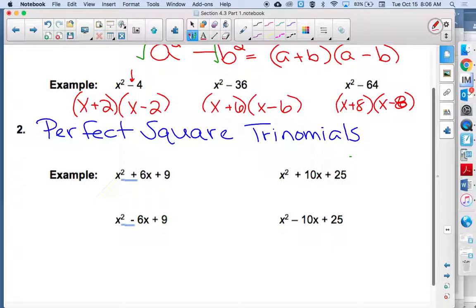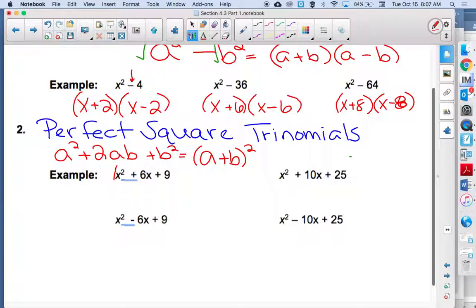Again, that last number is a perfect square. And these have the pattern that the middle number is double the first and the last. So my first number is 1, my last number is 9. If I take the square root of each of them, the middle number is double the square root of those. The pattern breaks it down into A plus B with parentheses and then squared.